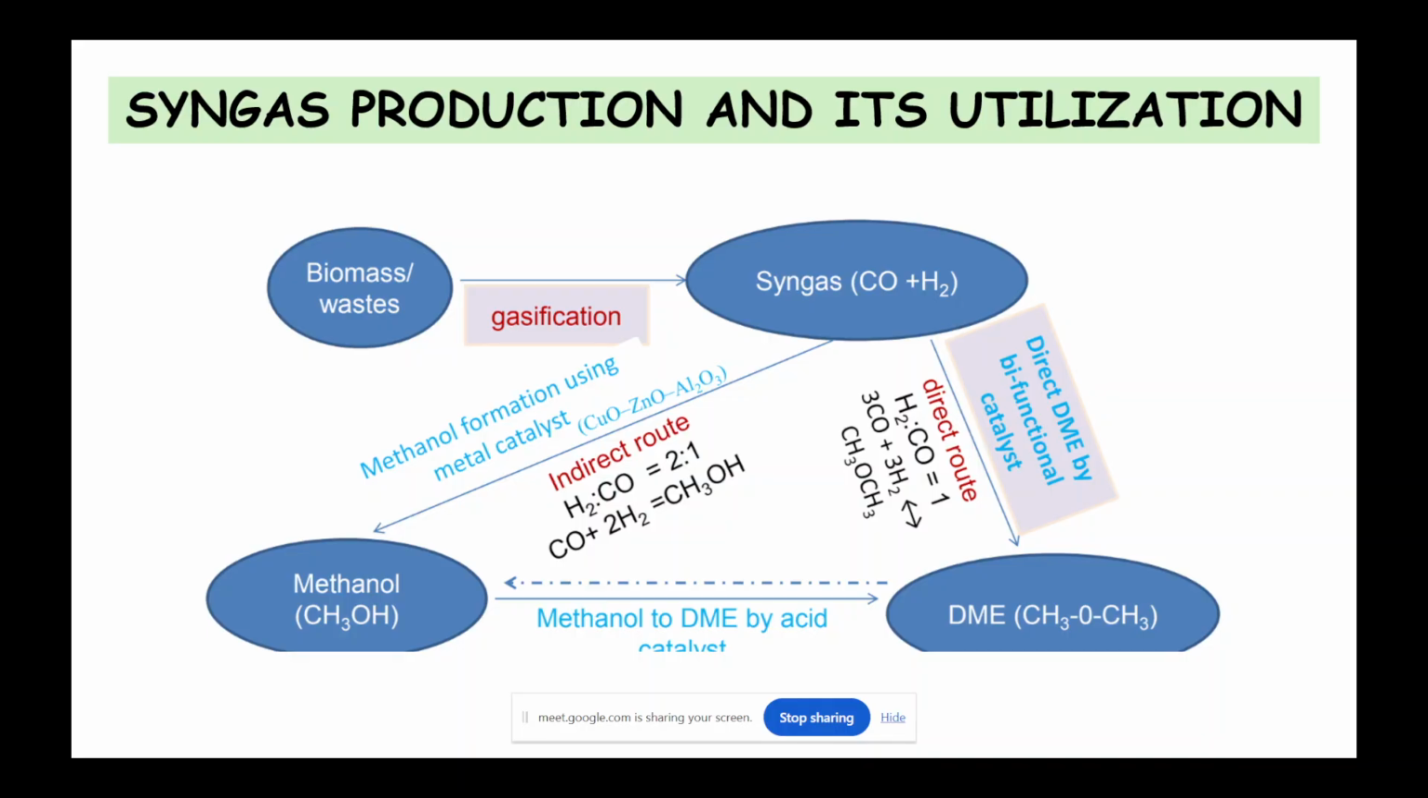Typically, the syngas production and utilization process looks like this. You either take biomass or waste and do the gasification process. I hope there are no questions on what the gasification process is. We did discuss the difference between gasification, pyrolysis, and combustion. In case anyone has doubts on how to differentiate between these three processes, please let me know. Anyone?